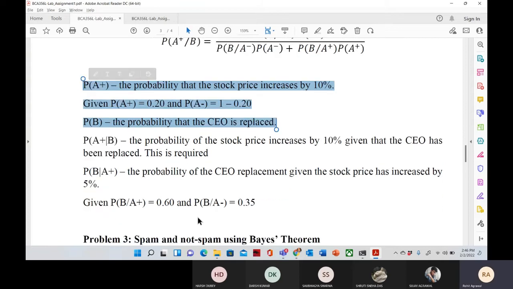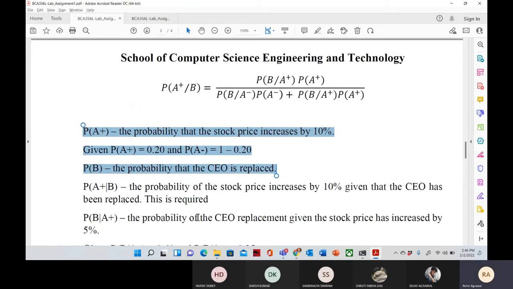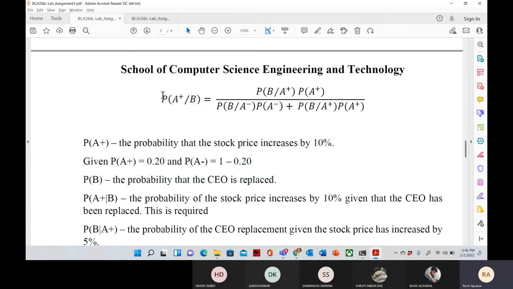So just plug in this formula. We have discussed this in the class. What is the difference between the first formula and this one? In the first formula, in the denominator, we had the probability of B, but this time the probability of B is replaced by this formula: probability of B given A minus times probability of A minus, plus probability of B given A plus times probability of A plus.